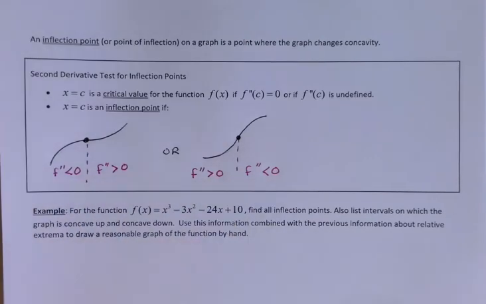We have to change the sign of the second derivative. If there's no change, if it's positive, positive, or negative, negative, then the critical value turns out not to be an inflection point at all.